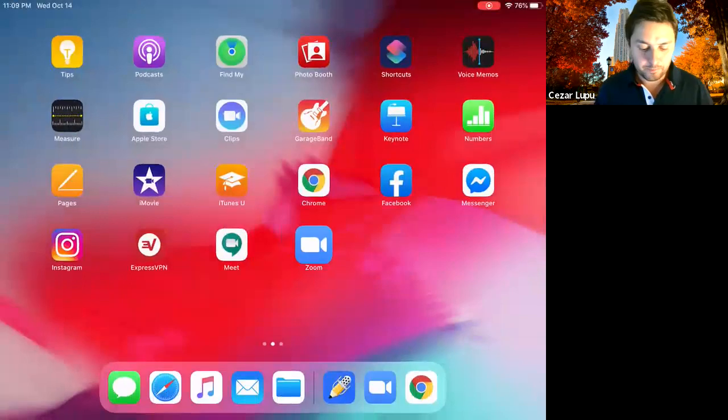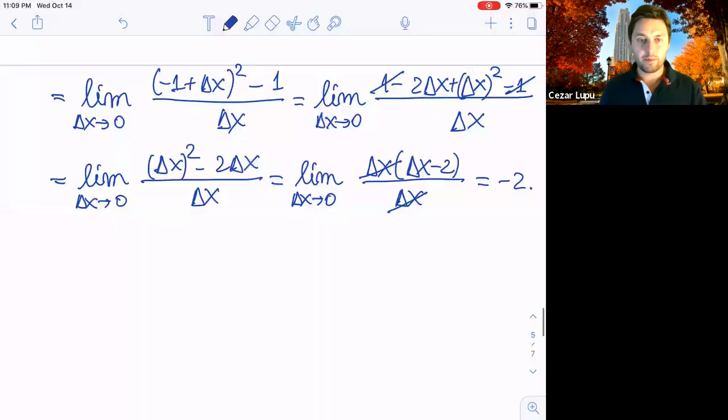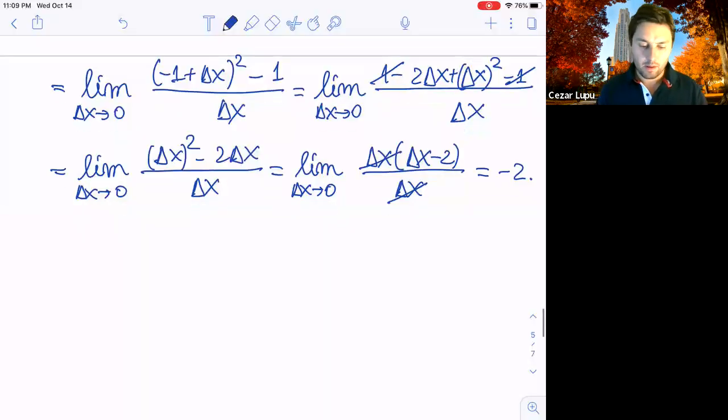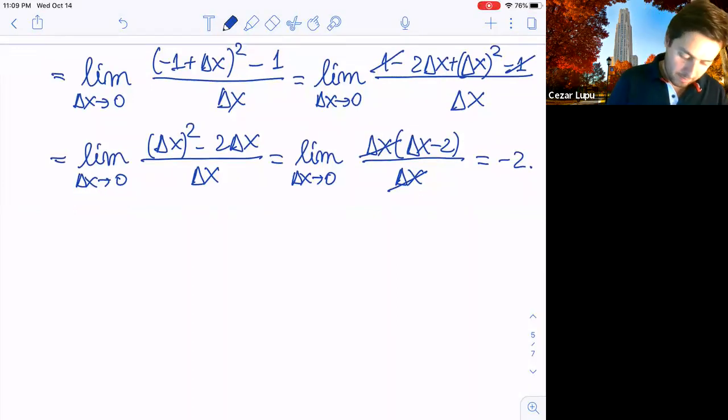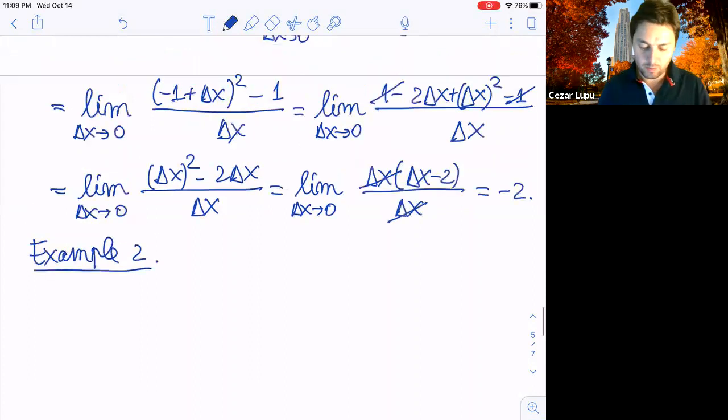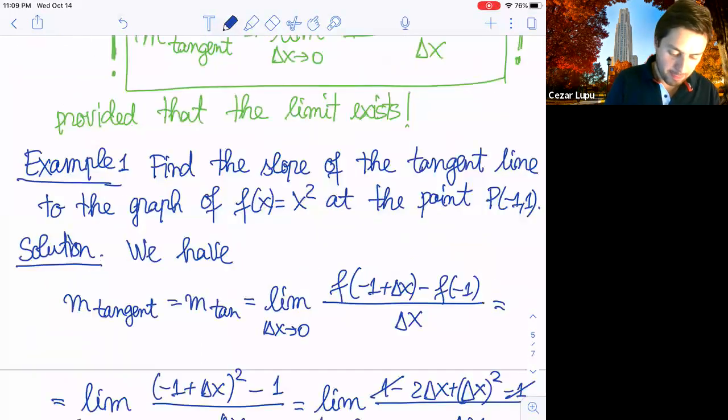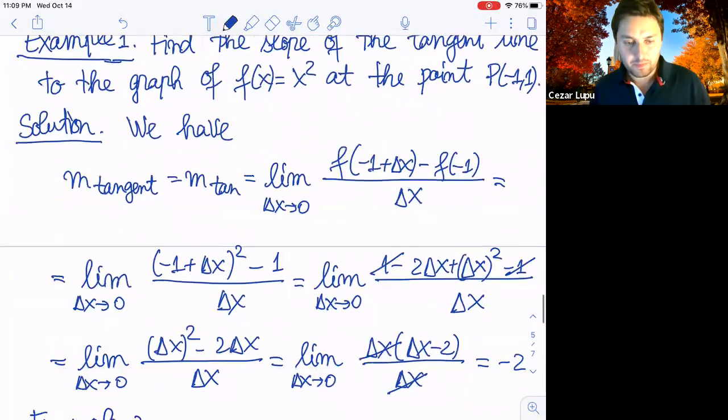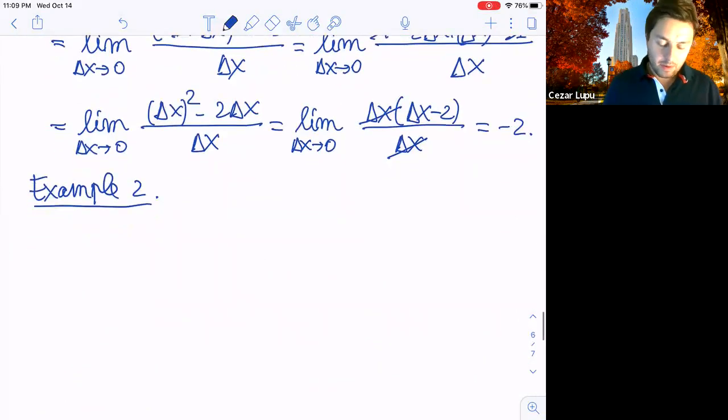Okay, now let's do another example. Let's just say example 2. So this was example 1. Okay. So the second example, we would like to find the equation of a line that is perpendicular to the tangent line.